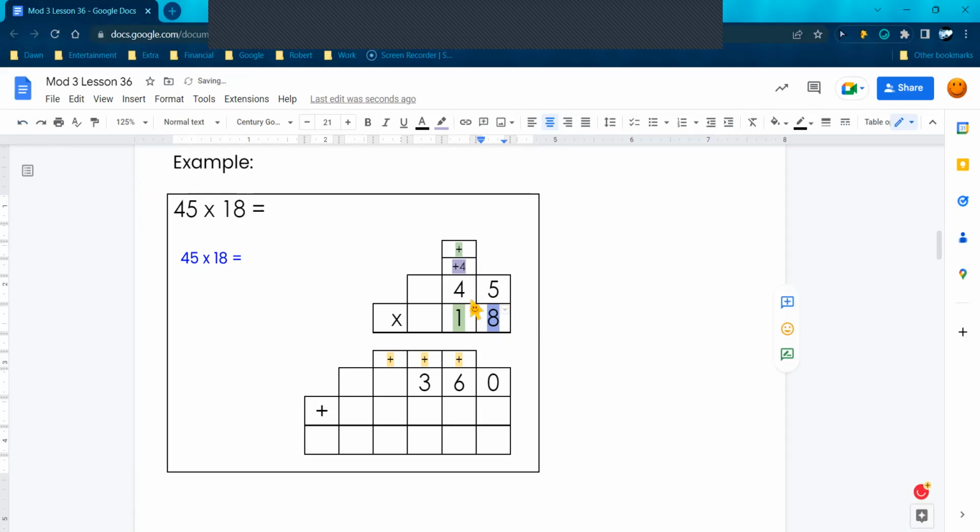Because of that, 0 times 45 is 0. So now we're putting our placeholder in. Now I can do 1 times 5, and 1 times 4. Now remember, this 1 isn't just 1, it's 10 times 5. Now I'm going to add. 0 plus 0 is 0. 6 plus 5 is 11. I drop 1, carry the 1. 1 plus 3 plus 4 is 8. So 45 times 18 is 810.